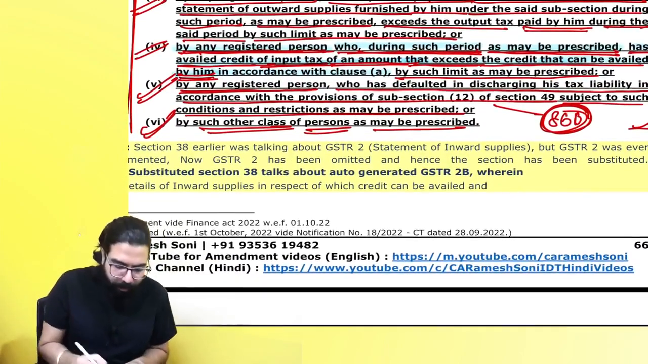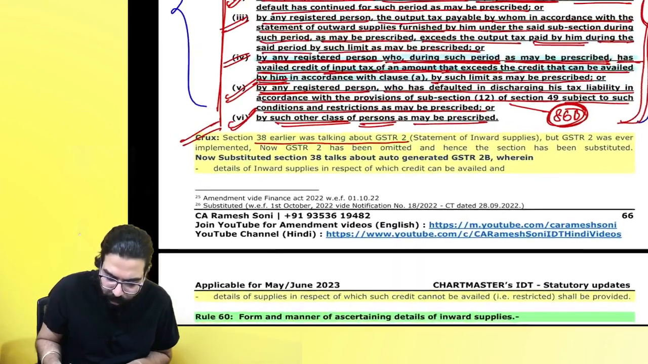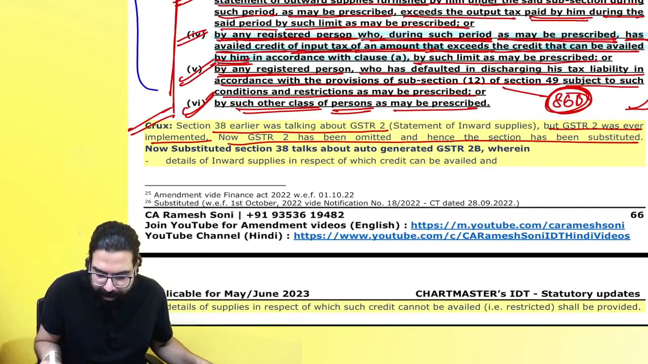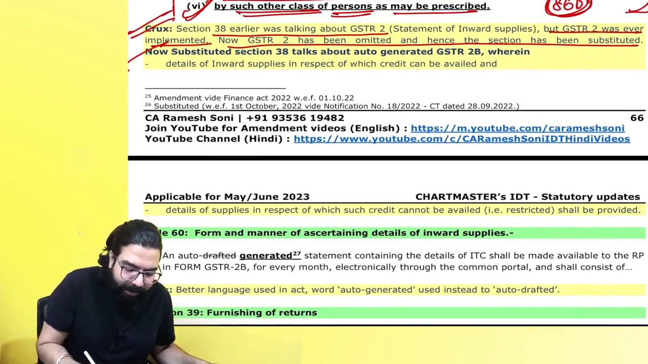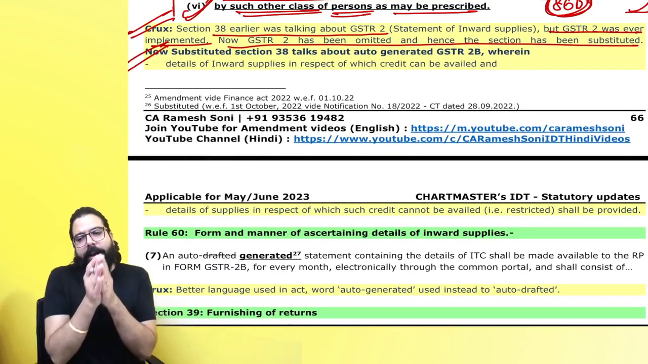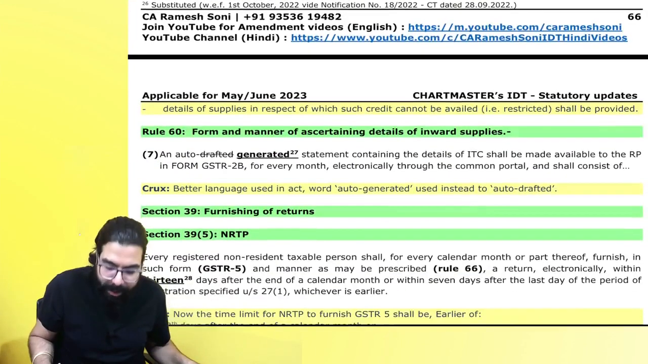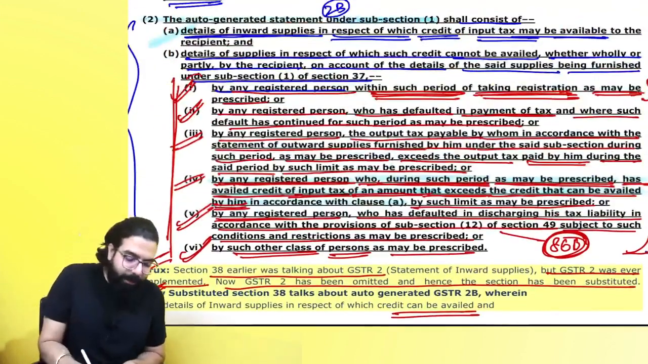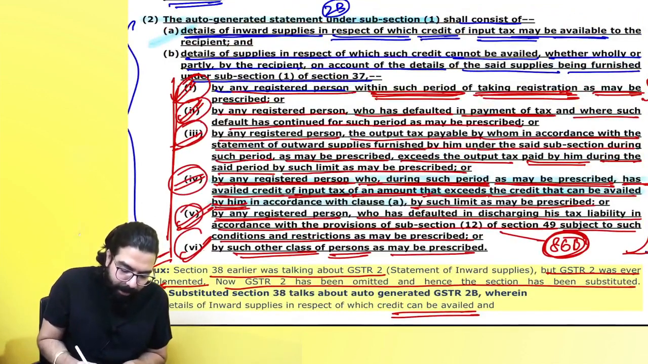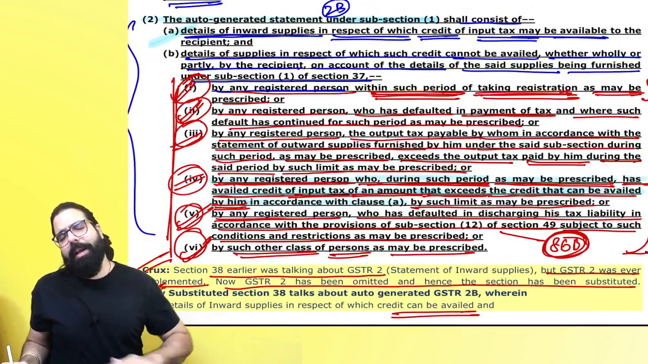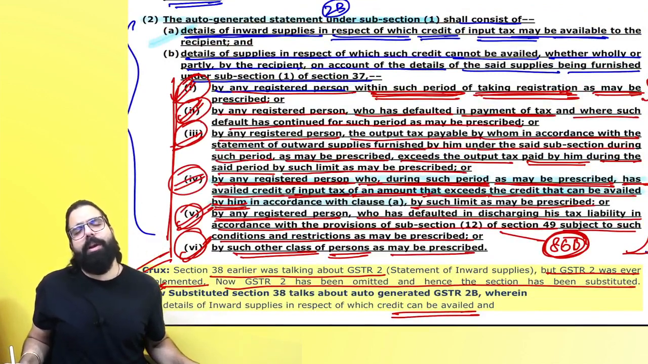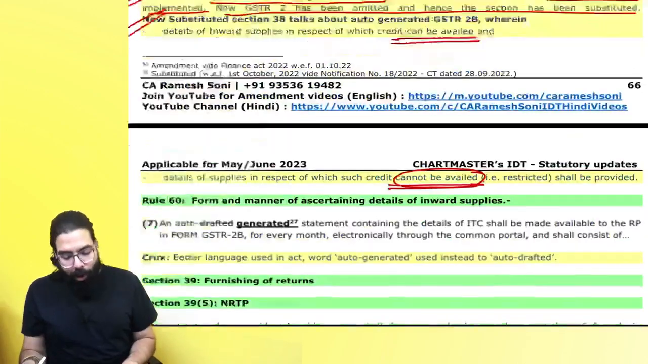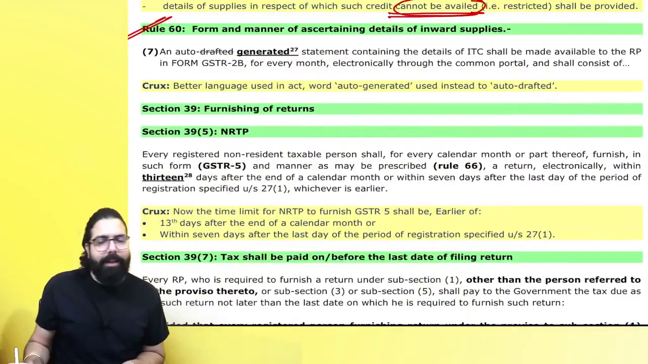Everyone over here, section number 38 was talking about GSTR 2, but GSTR 2 was never implemented. Now GSTR 2 is omitted, hence the section has been substituted, and they are telling that GSTR 2B, which will be auto generated, will have two columns. One will be what credit you can avail, and the other what credit you cannot avail, and you can't avail credit if your supplier is falling in any of the 6 points. Basically, if the GSTR 1 is furnished by any supplier falling in the 6 points, then that amount will be restricted. Okay, sir, point is clear. The next one, nothing. GSTR 2B.